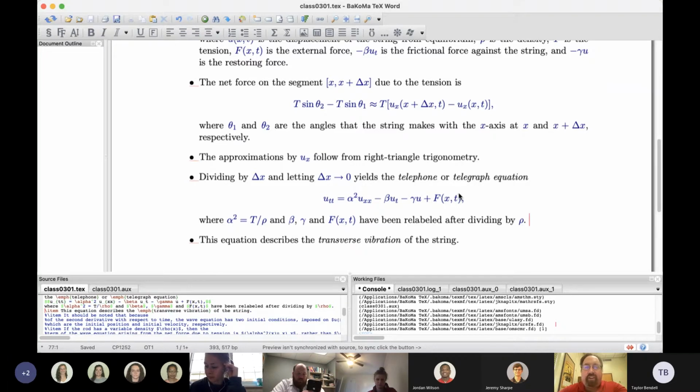So vibration in the direction that's perpendicular to the string itself. Like if we have a string laid out on the x-axis, then vertical displacement or transverse vibration is what this telegraph equation models.